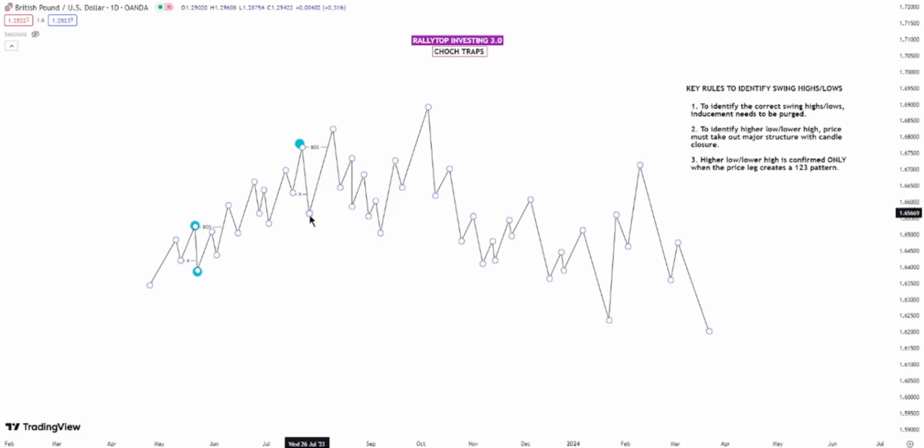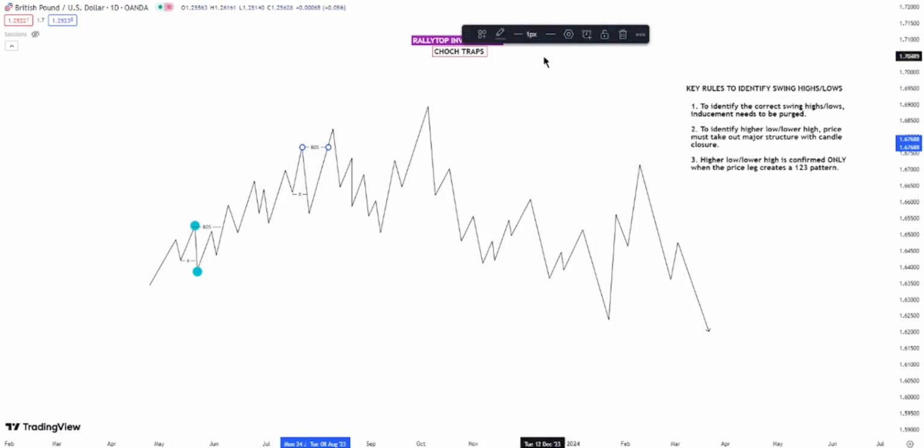So since this is not a higher low, what then does it mean? It therefore means this is inducement. That's rule number 1. For this high to be confirmed, inducement is needed. So this high is no more valid here. This one is no more valid because there is no higher low. Break of structure is no more valid here because there is no higher low.